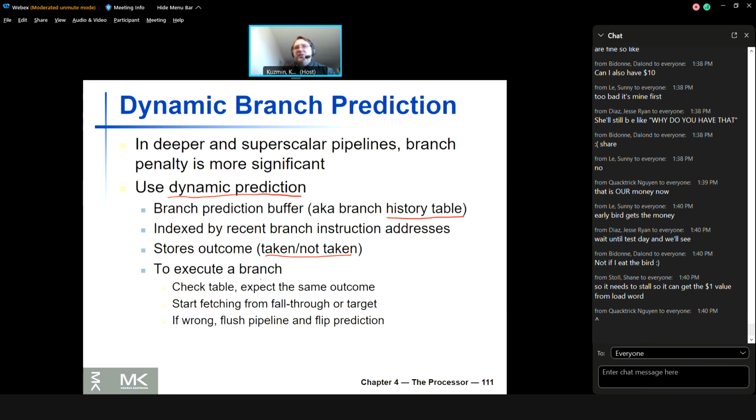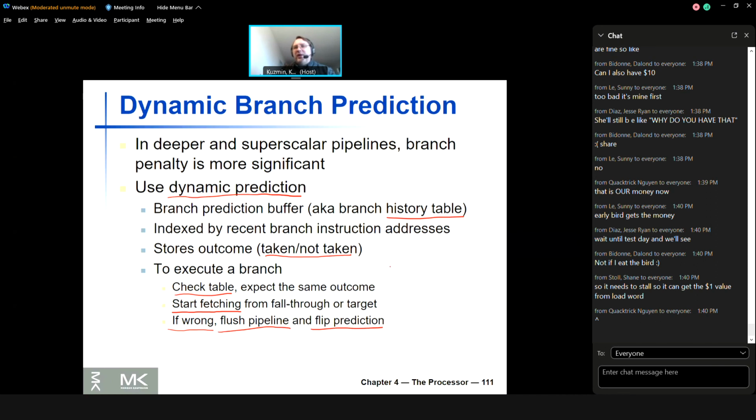So to execute a branch, we would check the table and see what our current prediction tells us. If there are more cases in the history when the branch was taken versus not taken, we would expect the same trend to continue, and then we would start fetching the instruction accordingly. If we predict that it's taken, we branch the instruction after computing the target address. If our prediction was wrong, we have to flush the pipeline, and we flip our prediction, or we change the count of our prediction.